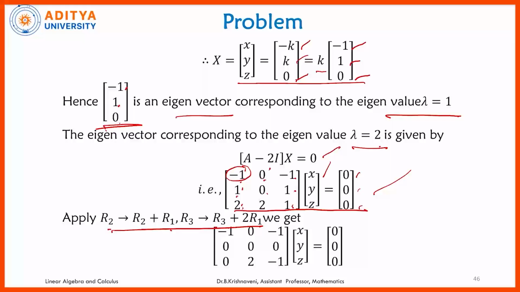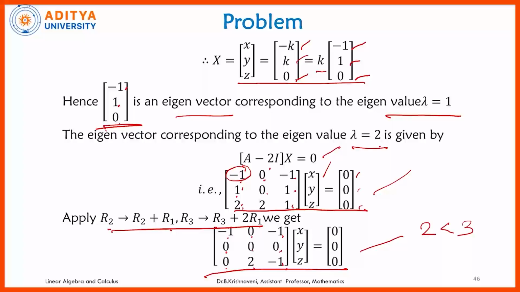On performing this, we will get this. The first row is minus 1, 0, minus 1, the second row is 0, 0, 0, and the third row is 0, 2, minus 1, times [x, y, z] is equal to [0, 0, 0]. Clearly again the rank is equal to 2, which is less than the number of unknowns.